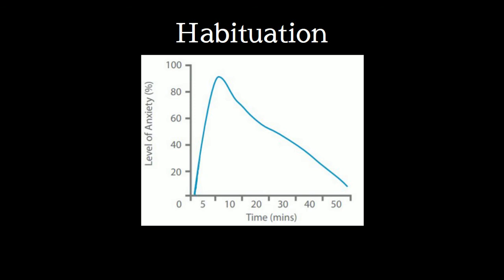Firstly, from a physical standpoint, we know that when we enter the fight or flight response, our body floods our system with adrenaline. In order to stay in this heightened state, we need to keep producing this adrenaline. However, our body cannot do this indefinitely. The theory is that the reason our anxiety starts to decrease over time is because our bodies start to produce less adrenaline as time goes on.